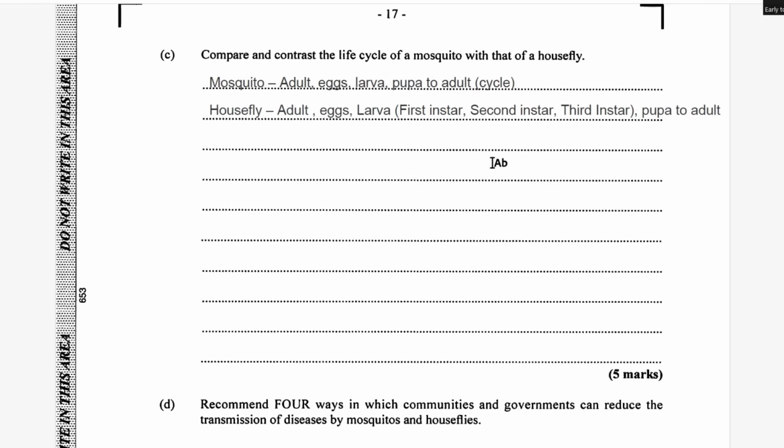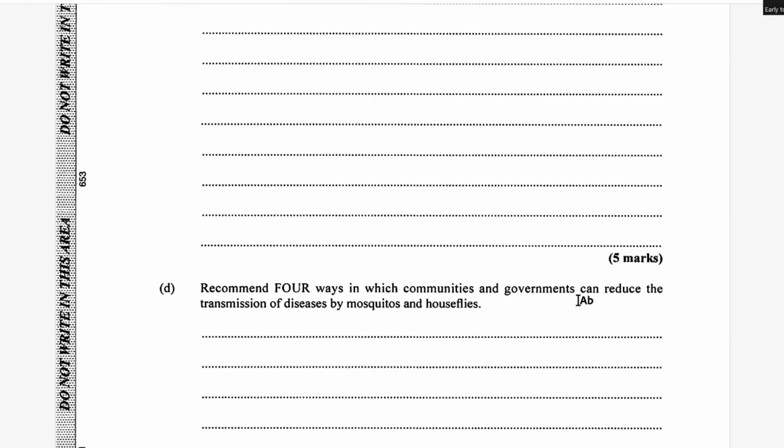You could even go on to mention the timeline, and the timeline is similar, right? It's about 10 days for both the mosquito and the housefly on average, about 7 to 10 days-ish. You could even, if you could have drawn cycles and showed that the first instar to the second instar takes about a day and a half, right? That would have been fine as well. But we are just writing out for simplicity. 5 marks.